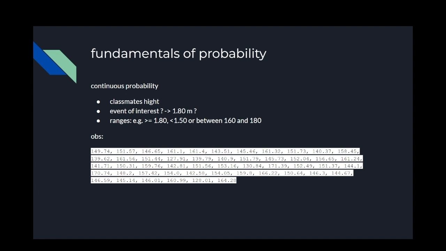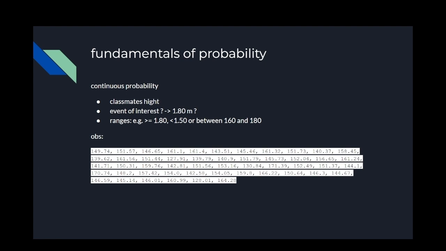To understand better how to analyze discrete events, let's take the following example. We want to analyze the height of our classmates, and our event of interest is going to be how many students are taller than 1.80 m.